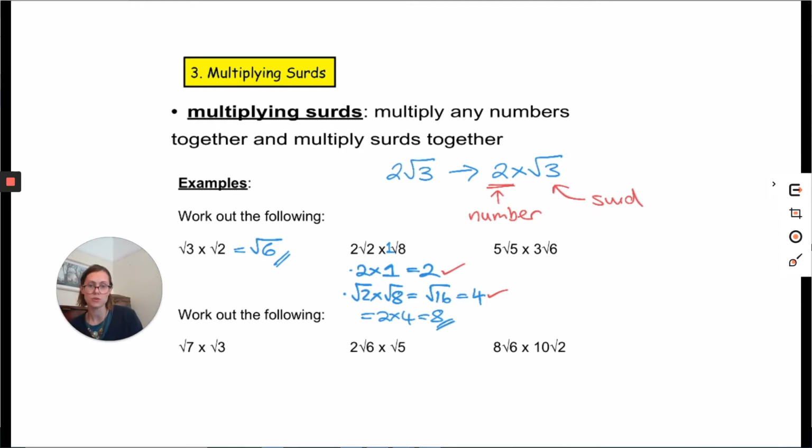Okay, let's do one more. So here you've got 5 root 5 times 3 root 6. Well, let's do number times number. So 5 times 3 gives you the 15. And then you've got root 5 times root 6, which gives you root 30. So final answer here is 15 root 30.